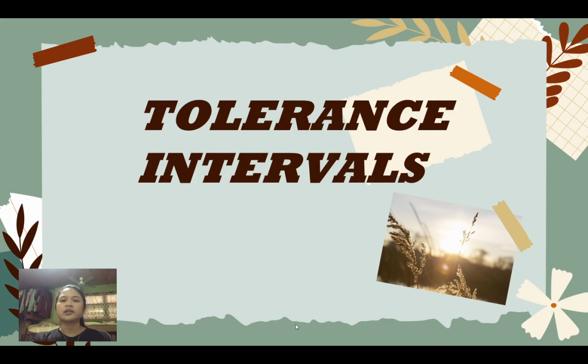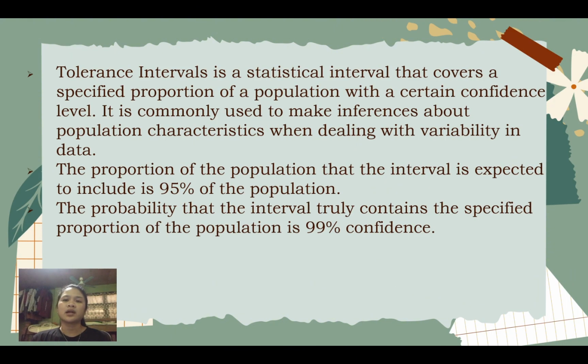So, good day everyone. My topic is all about tolerance intervals. So, what are tolerance intervals? It is a statistical interval that covers a specified proportion of a population with a certain confidence level. It is commonly used to make inferences about population characteristics when dealing with variability in data. The proportion of the population that the interval is expected to include is 95% of the population. The probability that the interval truly contains the specified proportion of the population is 99% confidence.